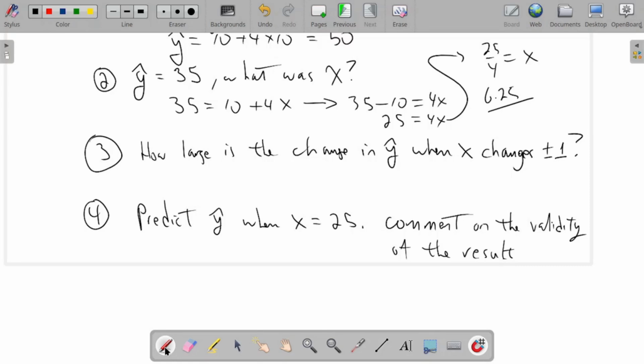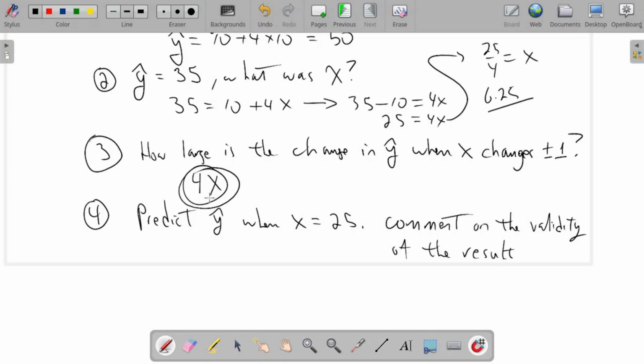But the easy way is to observe that 4x tells us what we need to know. Every time we change x by 1, the slope is multiplied by that, and that's going to give us the change in the y value. So by bumping x up by 1 when the slope is positive means that y hat increases by 4. If I was to subtract 1 from the x value, then we would end up subtracting 4 from the y value.